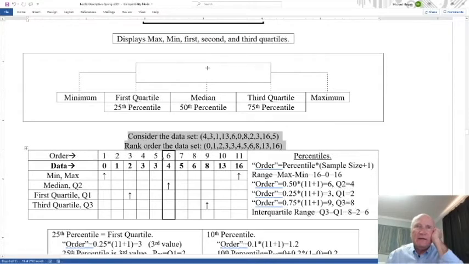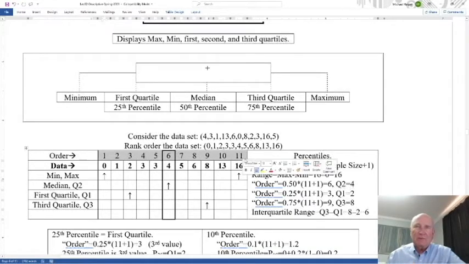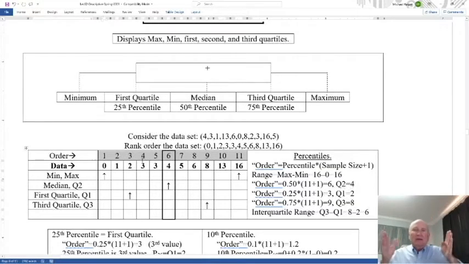Okay, and then here's my data here: 0, 1, 2, 3, 3, 4, 5. I just list the data there. And then I say, here's the order. Now the order, that's the first number, second number, third number, fourth, fifth, sixth, up to the 11th number. That's the order of the number in that data set.